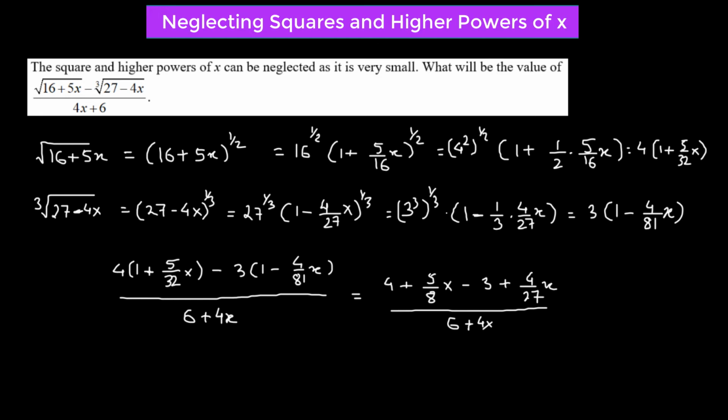So this would give us 4 - 3, which gives us 1. Then we add the 5/8 to 4/27, and it would give us 167/216 x. Then we take the expression in the denominator and bring it up to the numerator, and that would give us (6 + 4x) raised to the power of -1.